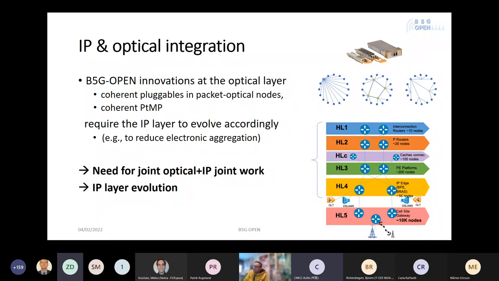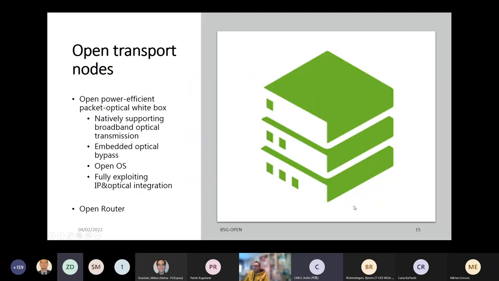So if we go for this IP optical integration, this will imply a radical change. Also considering that we are going to introduce, especially at the edge of the network, a lot of computing capability, which will require a lot of interconnectivity in this part. So we believe this IP optical integration is really key. And also, we need to build the open transport node so that they natively support this optical transmission. They can also do optical bypass, for example, with the filterless approach that we mentioned earlier, with an open operating system and exploiting the IP and optical integration. So with this, we can build open routers.